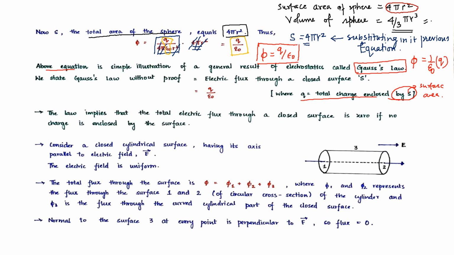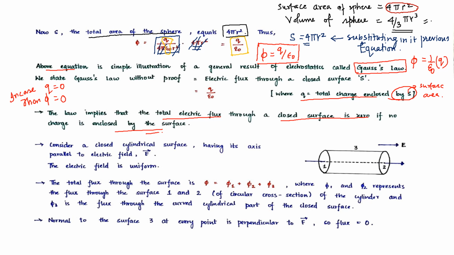The law implies that the total electric flux through a closed surface is 0 if no charge is enclosed by the surface. In case the charge enclosed by the surface is equal to 0, what will be the value of xi? What will be the flux? 0. It will be 0.